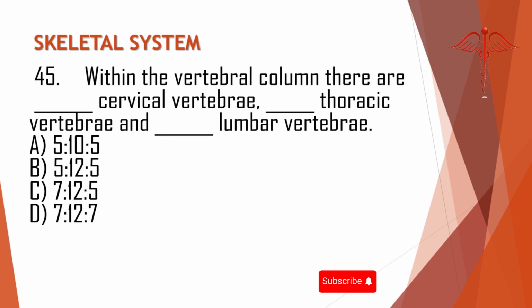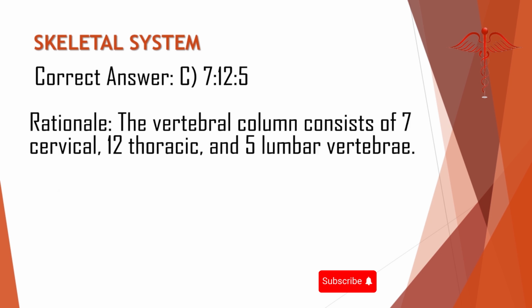45. Within the vertebral column there are dash cervical vertebrae, dash thoracic vertebrae, and dash lumbar vertebrae. A. 5:10:5. B. 5:12:5. C. 7:12:5. D. 7:12:7. Correct answer: C. 7:12:5. Rationale: the vertebral column consists of 7 cervical, 12 thoracic, and 5 lumbar vertebrae.